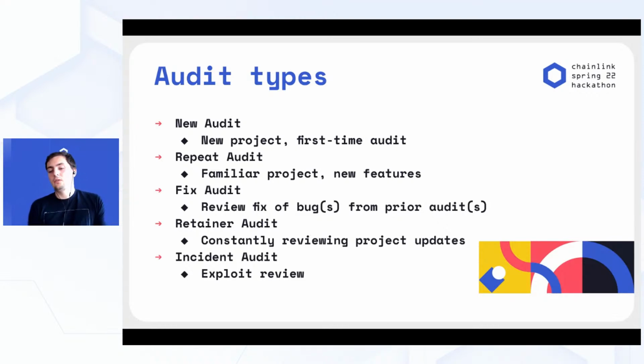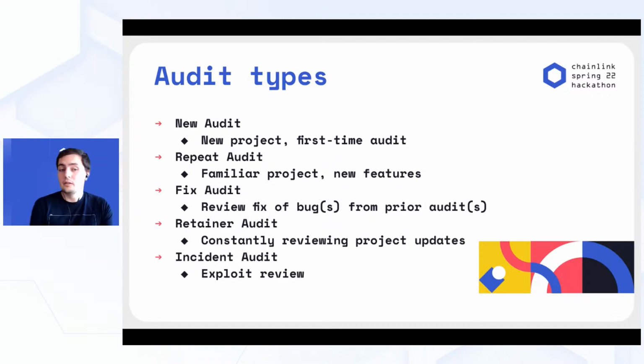Then there's the so-called repeat audit. The auditing company already did an audit for this project, but in the meantime you implemented some new features, for example V2, version 2 of your protocol, and this is another audit, but it's much faster. Then fix audit.